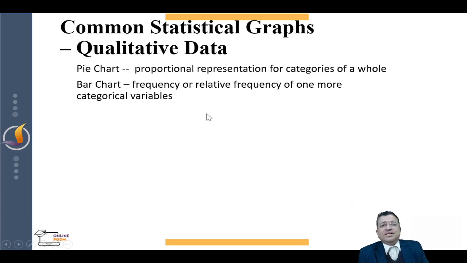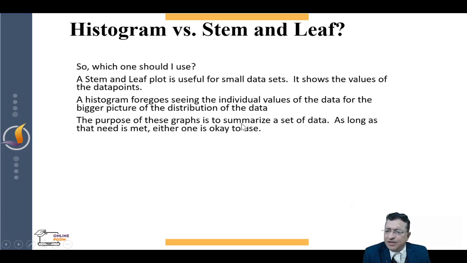Now we have common statistical graphs which we use for qualitative data, and most of the time when you are doing some statistical analysis, you will find pie chart and bar chart. So pie chart means proportional representation for categories of a whole, and bar chart is just frequency or relative frequency of one or more categorical variables.